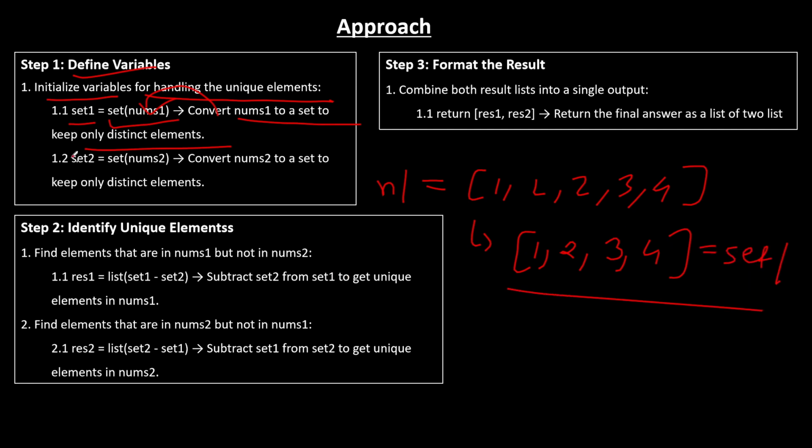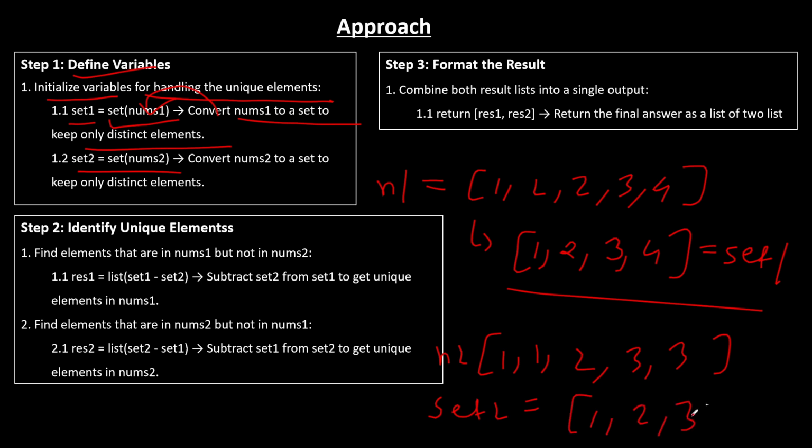It is a set. Similarly, we do it with set 2. Suppose set 2 also had some repeating values, and when it was converted into a set, it boiled down to 1, 2, 3. So this is what we did in these two steps: converting them to sets.